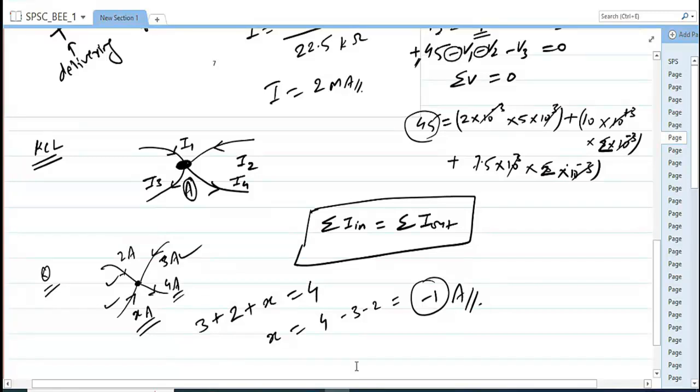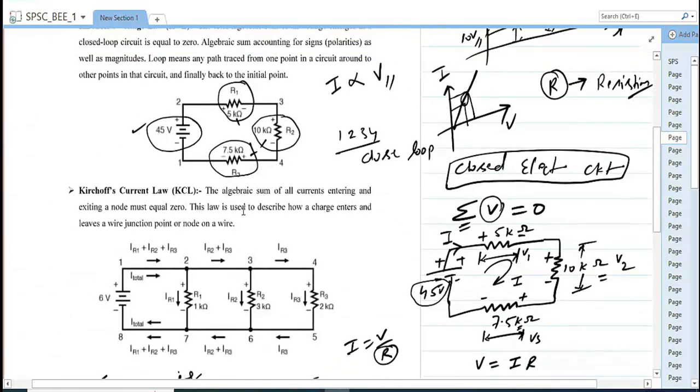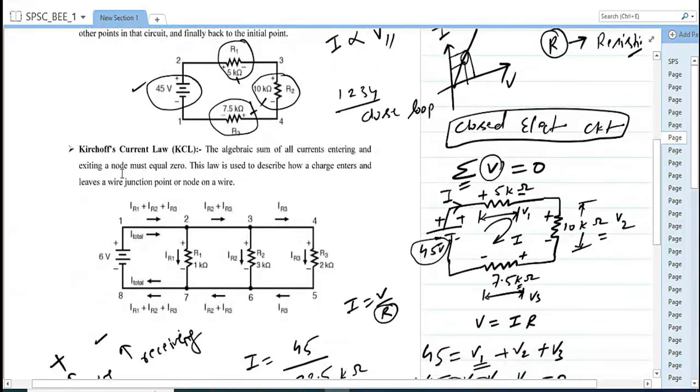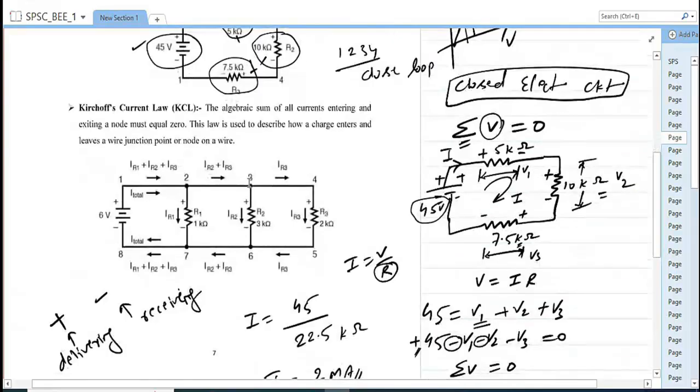The value of x will be minus 1 ampere. So this is KCL. The same thing is written here: the algebraic sum of all the currents entering and exiting a node must be equal to 0. Algebraic means incoming current will be assigned a positive sign and outgoing currents a negative sign. This law is used to describe how a charge enters and leaves a wire junction, point or node on a wire.